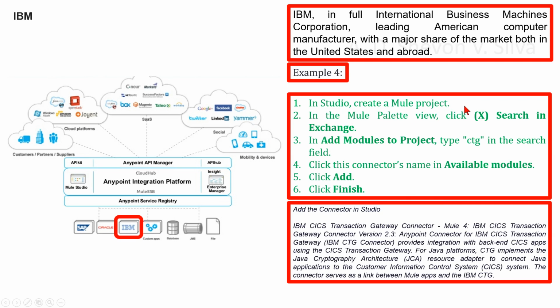Step 1, in Studio, create a Mule project. Step 2, in the Mule palette view, click search in Exchange. Step 3, in add modules to project, type CTG in the search field. Step 4, click this connector's name in available modules. Step 5, click add. Step 6, click finish.